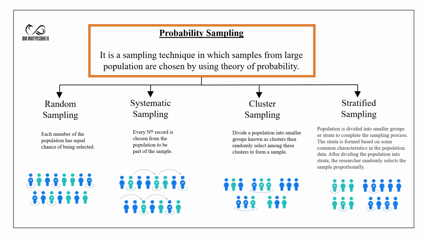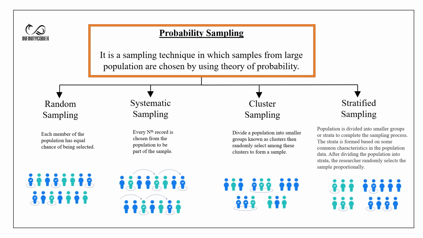Now let's see each of the sampling techniques one by one. First, random sampling. Each member of the population has an equal chance of being selected. For example, selecting 10 names as lucky draw winners from 1000 names. Then we have systematic sampling. In systematic sampling, every nth record is chosen from the population to be part of the sample. For example, averaging marks of students with even roll numbers.